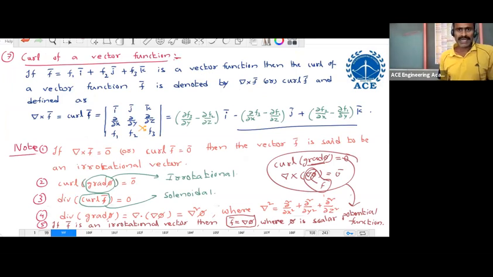So finally, gradient is normal to surface. Next, divergence: gradient is useful to find the normal to the surface, and divergence is useful to check whether the flow is expanding or contracting. Curl is useful to check whether rotation exists or not.